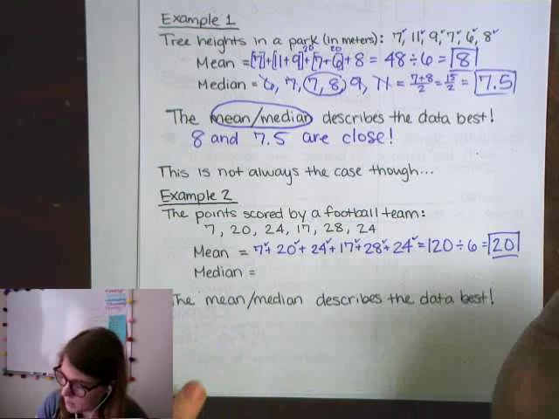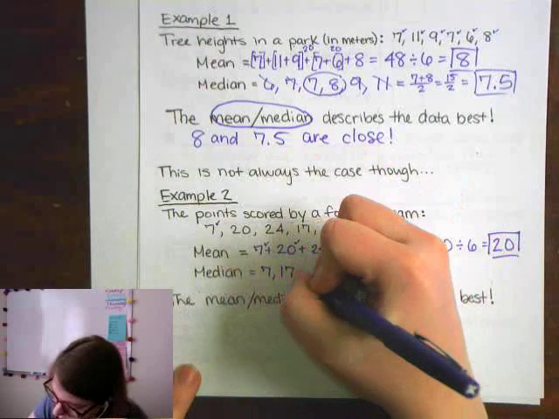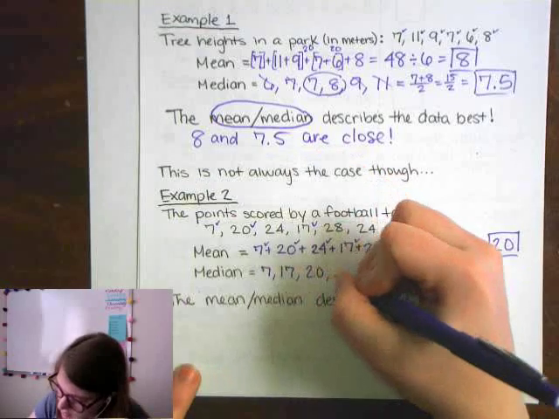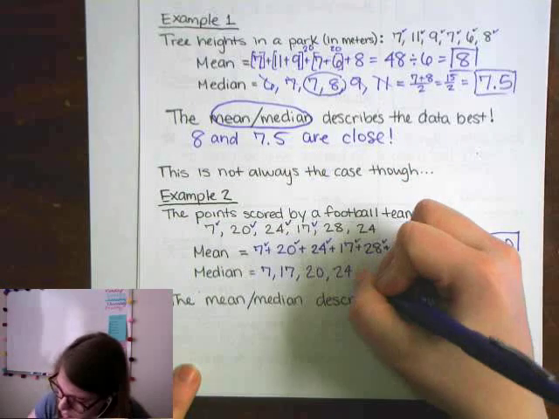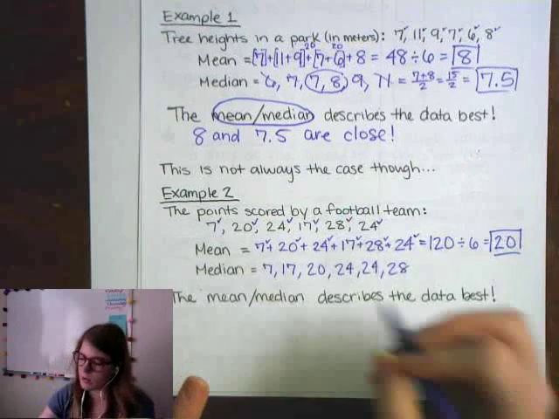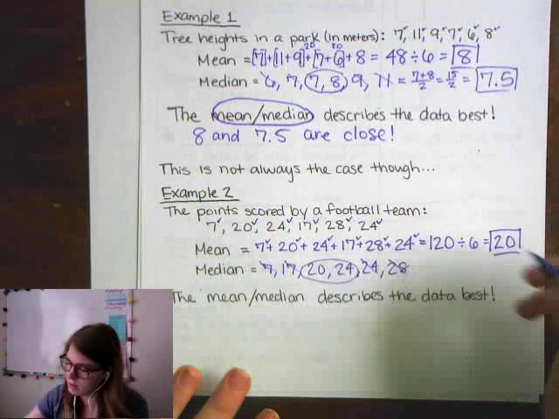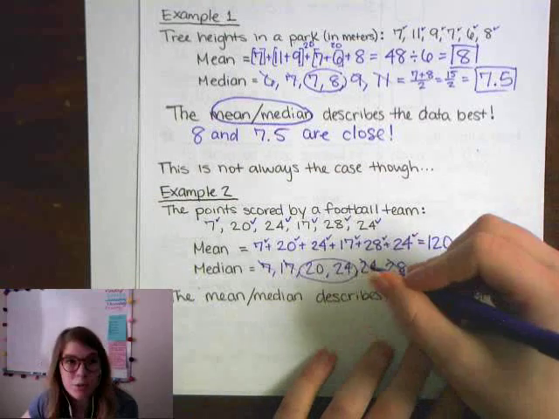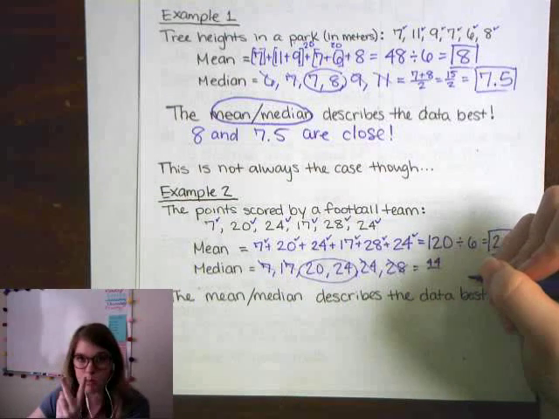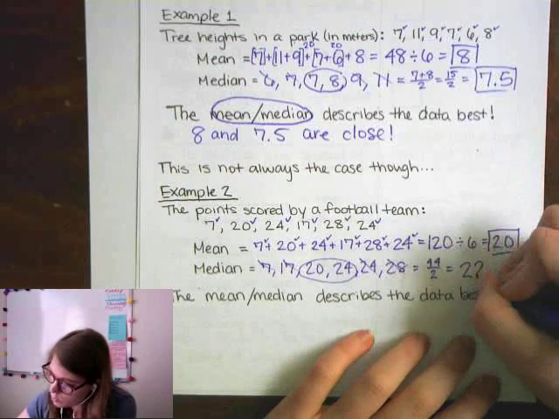For the median, let's put these in order from least to greatest. 7, and then we've got something in the teens. Now we can look at our 20s, two 24s, and 28. Good to go. So least to greatest, we've got two in the center again. So 20 plus 24, 44. We're finding the mean of two numbers, so we're going to divide by 2, and that's going to give us 22.